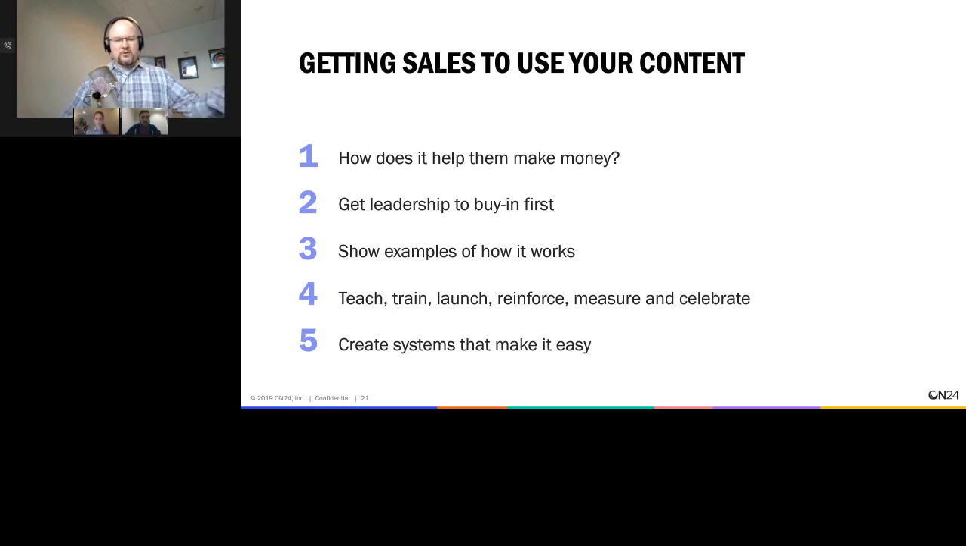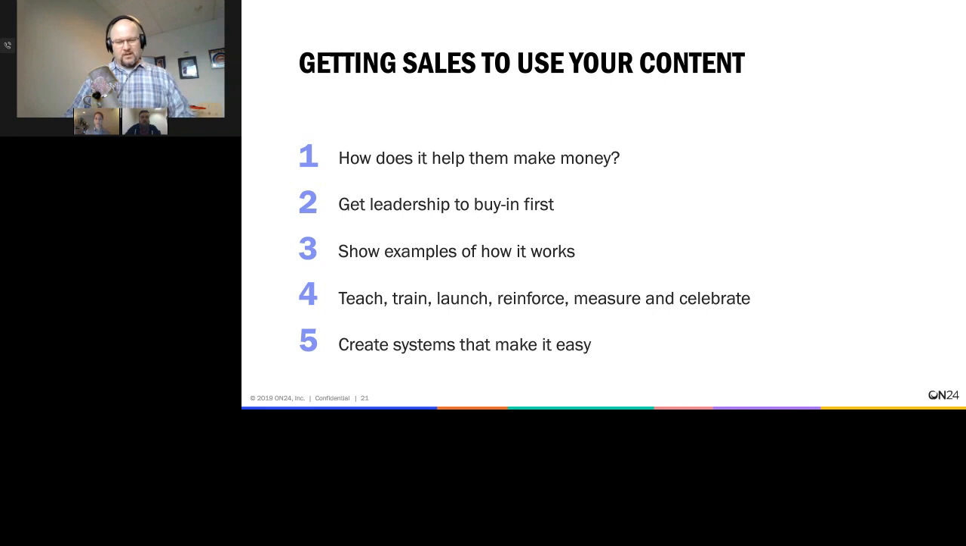Last but not least, before we have Tessa take over, is the idea of getting sales to use your content. I will summarize these in one message, which is that your sales team is making daily decisions about what's going to help them make the most money. If they're not using your content today, it means they don't think your content can make them as much money as something else they could be doing with their time or sharing with their prospects. One of you is wrong.